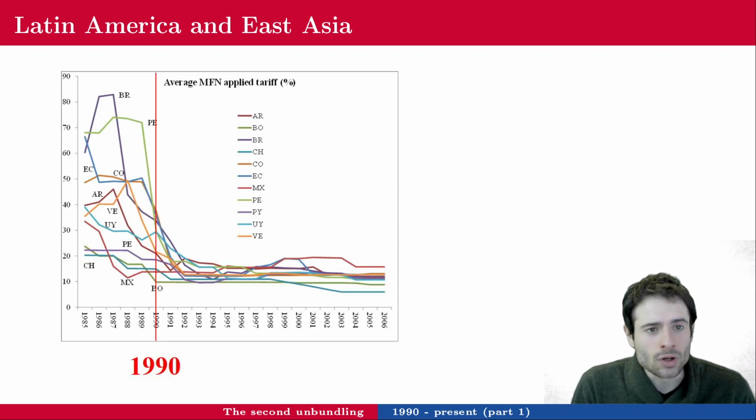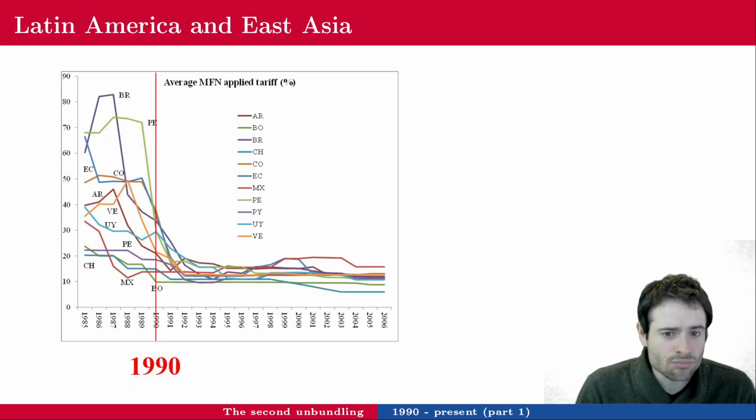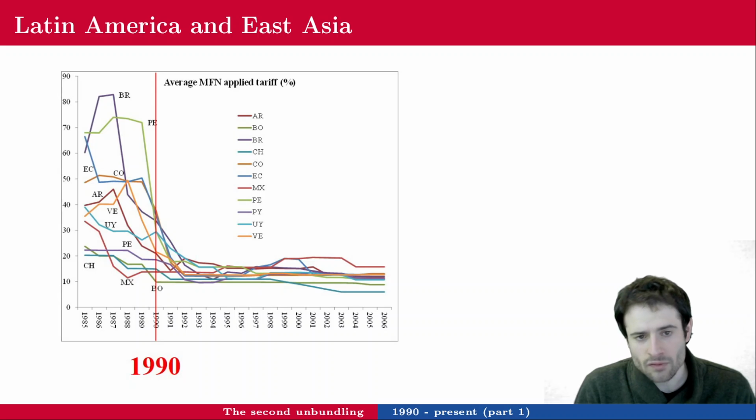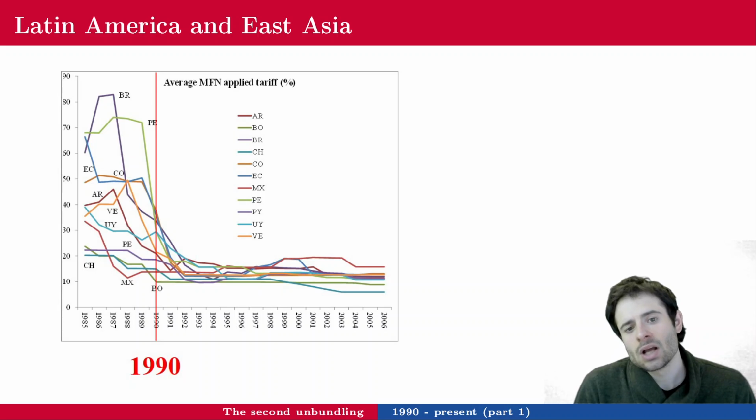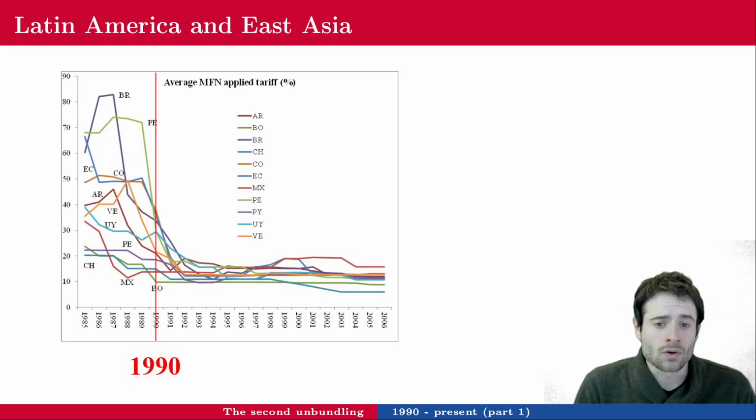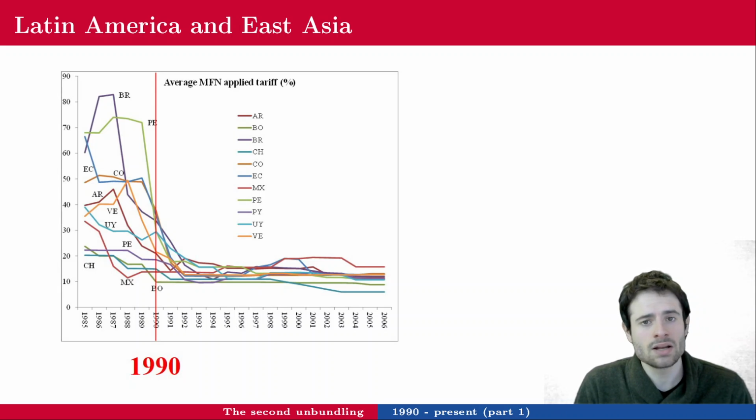So let's go over Latin America and East Asia. You can see a bunch of countries: AR for Argentina, BO for Bolivia, BR for Brazil, CH for Chile, CO for Colombia, and so on. All of them decreased pretty much at the same time, and they became very, very flat, around 10% on average.